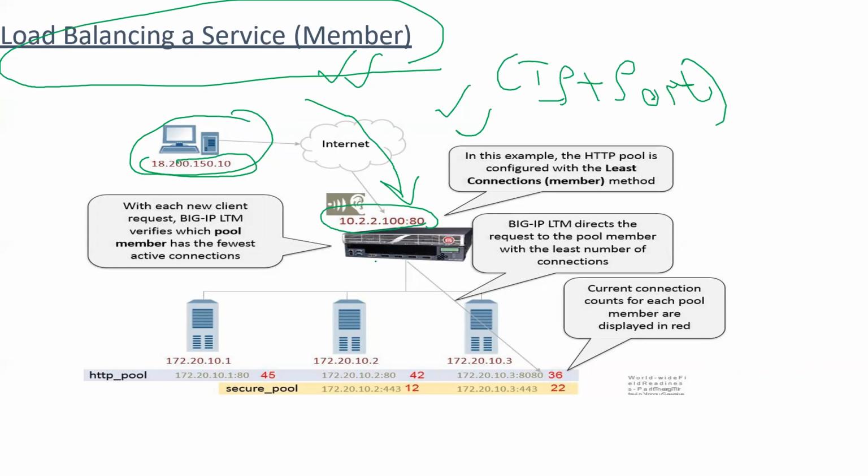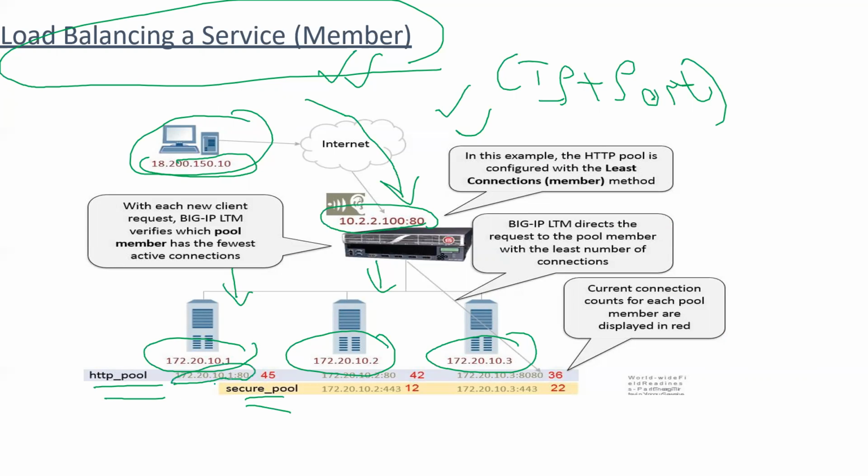Then we have three pool members. One is 172.20.10.1, another is 172.20.10.2, and another is 172.20.10.3. In this case, we have two pools. One is the HTTP pool and one is the secure pool. So we have two pools with three members each. We have the HTTP pool with 172.20.10.1, .2, and .3.